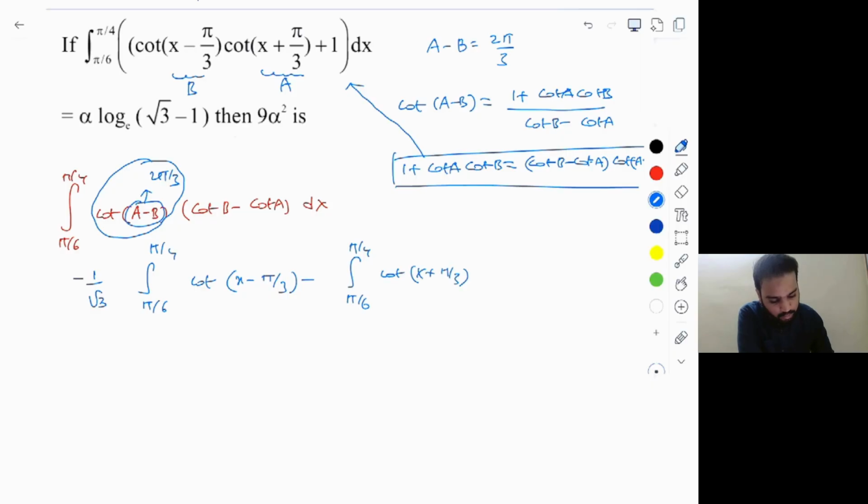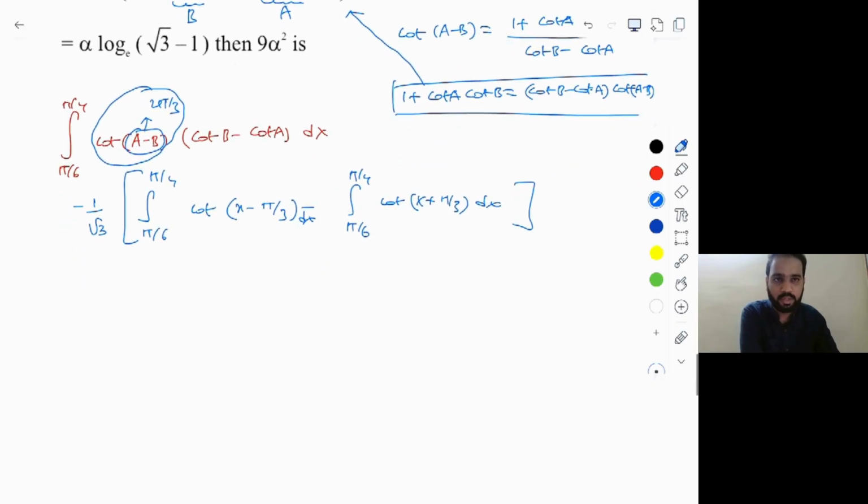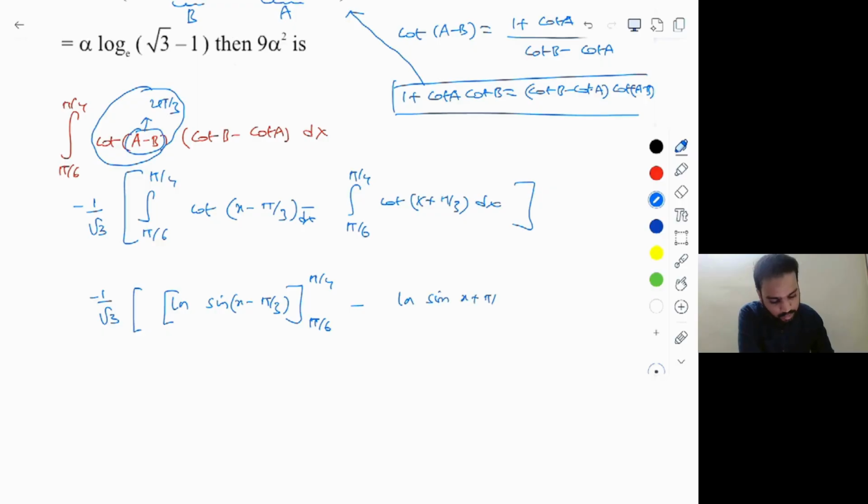And you know well what to do next, right? So this remaining part, you can simplify because these are simple integrations of the cot x function. So the integration of cot x is directly ln of sin x, right? So directly you can write down minus 1 by root 3 times ln of sin of x minus pi by 3, where limits are from pi by 6 to pi by 4. And similarly, minus of this is going to be the integration ln of sin of x plus pi by 3. Limits are again from pi by 6 to pi by 4.